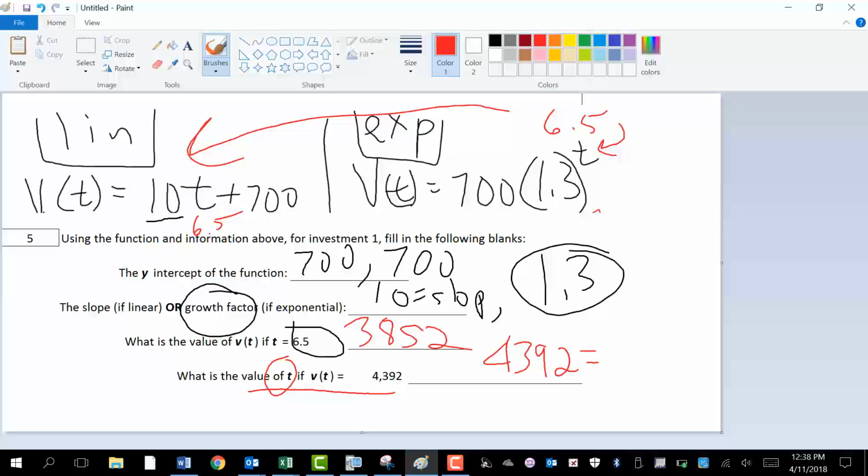4392, and I'm going to do the exponential one first, is equal to 700 times 1.3 to the power of t. So we need to figure out what value of t would make this equal to 4392. Algebraically, you can do this by using natural logs, but what I'm going to do is show that you can enter this function into the graphing calculator and look at the table function. You may be familiar with it.